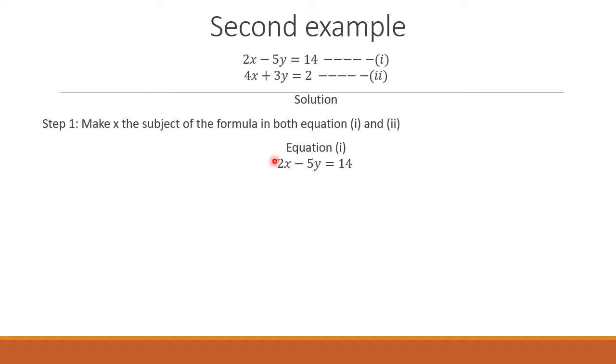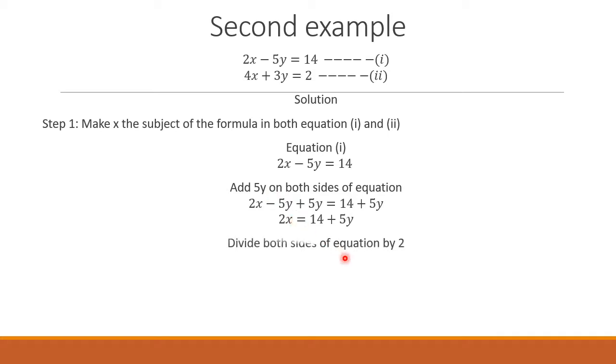So we divide both sides by 2. That is the steps you are going to follow. If you add 5y on this side, this is going to make this 0, and 5y is added on this side. So let us see what happens in the slide. We add 5y on both sides of the equation, and this makes this one 0. So you remain with 2x is equal to 14 plus 5y. Now we are going to divide both sides by 2. If you divide both sides by 2, you remain with x here, and you have 14 plus 5y all over 2. So now that we have done these steps, the value of x is equal to 5y plus 14 all over 2.